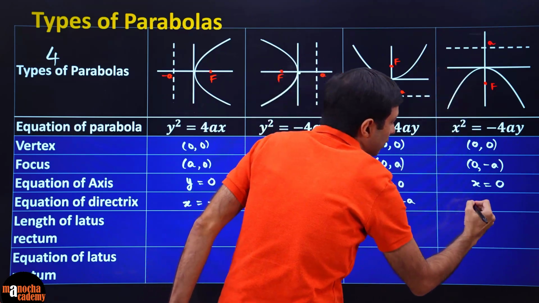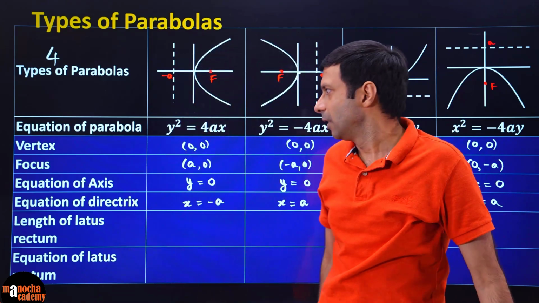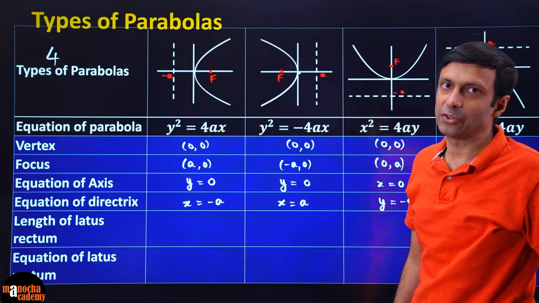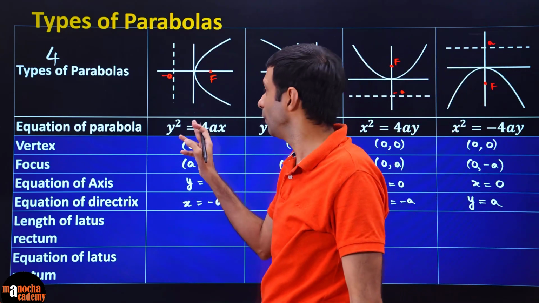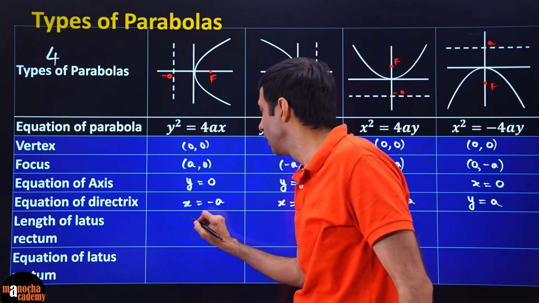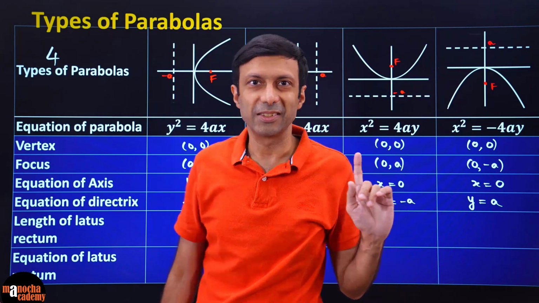And the last one, the equation of the directrix, y equal to a. Clear? Next, let's fill up the length of the latus rectum. So for all these equations, what is the length of the latus rectum? We looked at for the right-handed parabola, it was equal to 4a. 4a. What about the other ones?